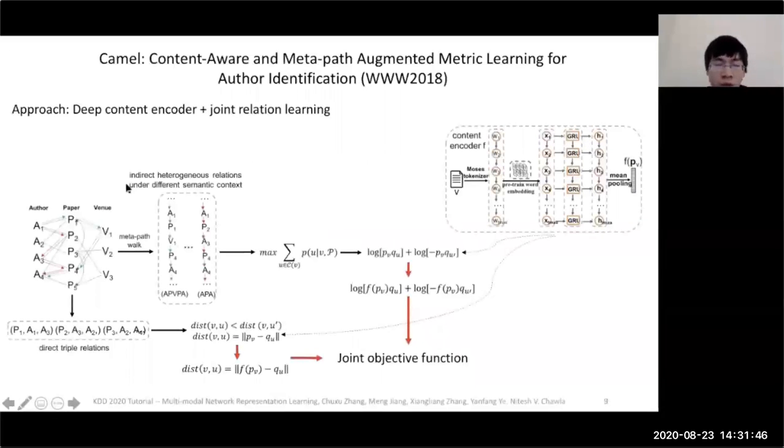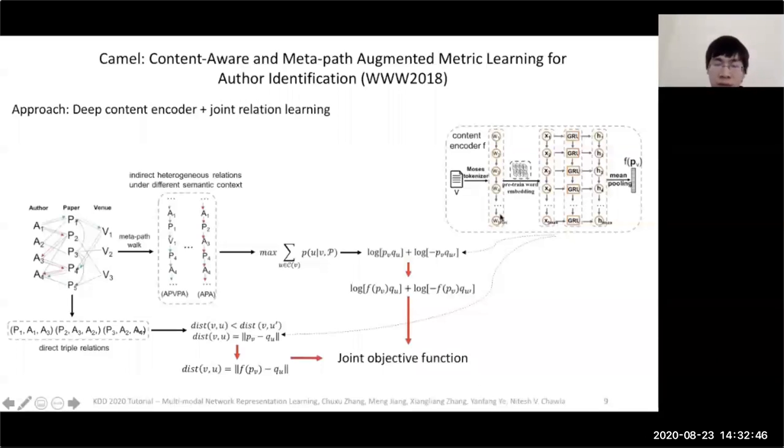Similar to the previous work, Camel also considers both direct relation and indirect relation between paper and authors. Here we can find the direct relation between paper and author is formulated as a distance metric ranking loss, and different meta paths are utilized to extract the indirect relation between paper and authors under different semantic contexts. Then the skip-gram model is utilized to model those indirect relations between paper and authors. The major difference between Camel and the previous model is that Camel only utilizes the paper text information and develops a deep learning model to encode the paper information.